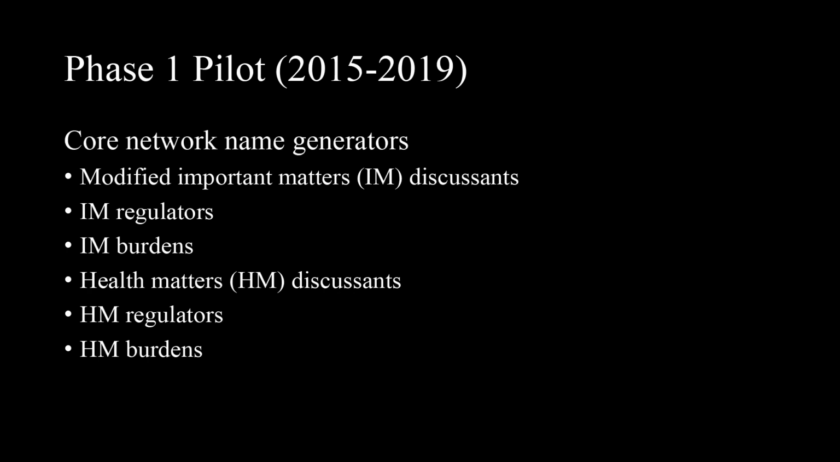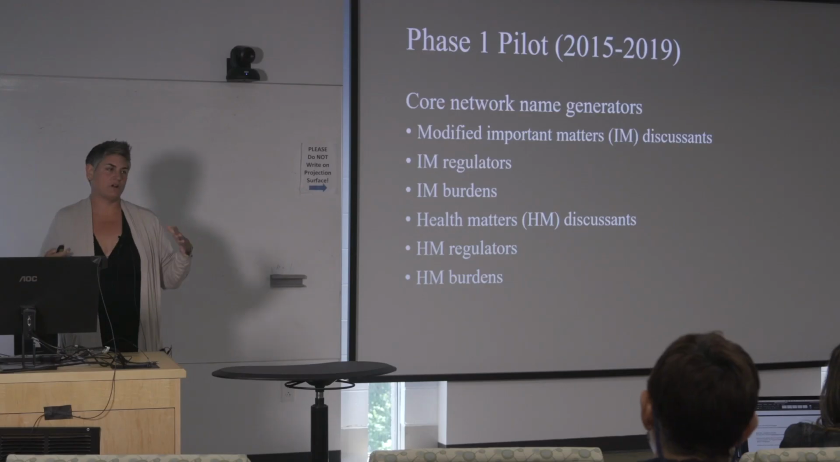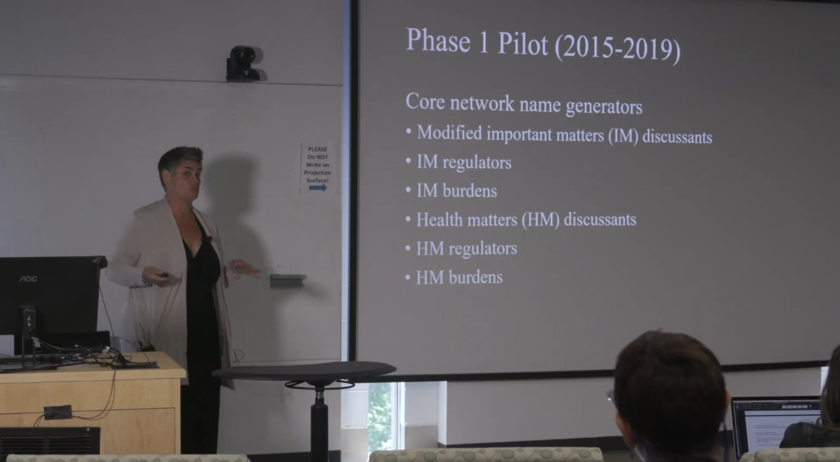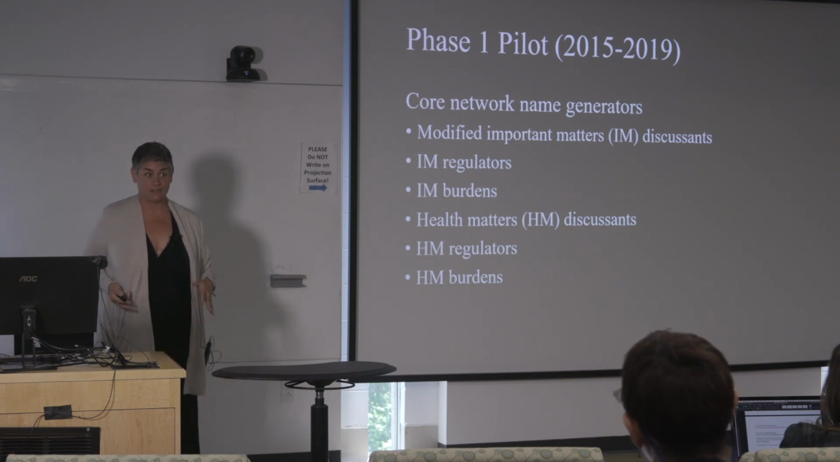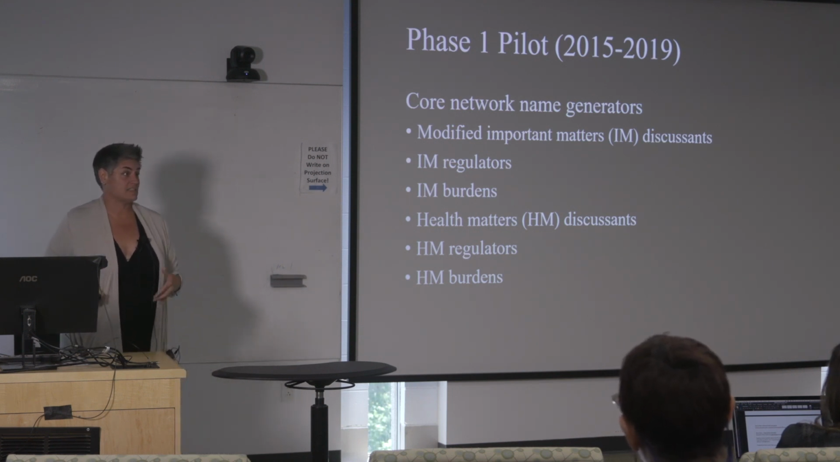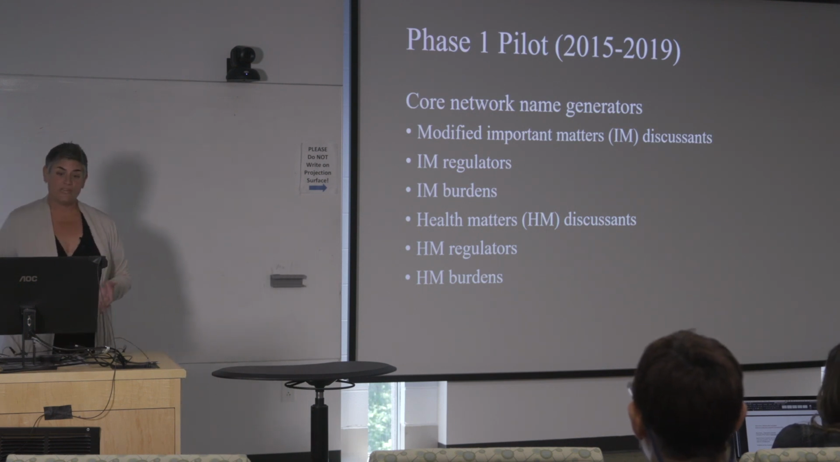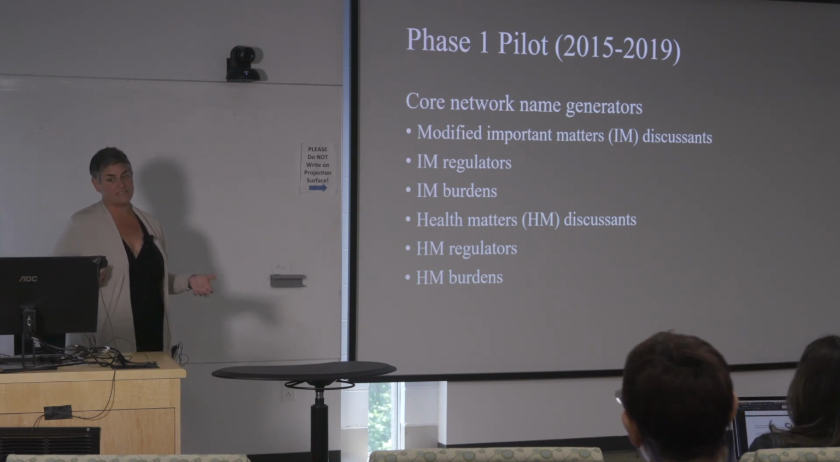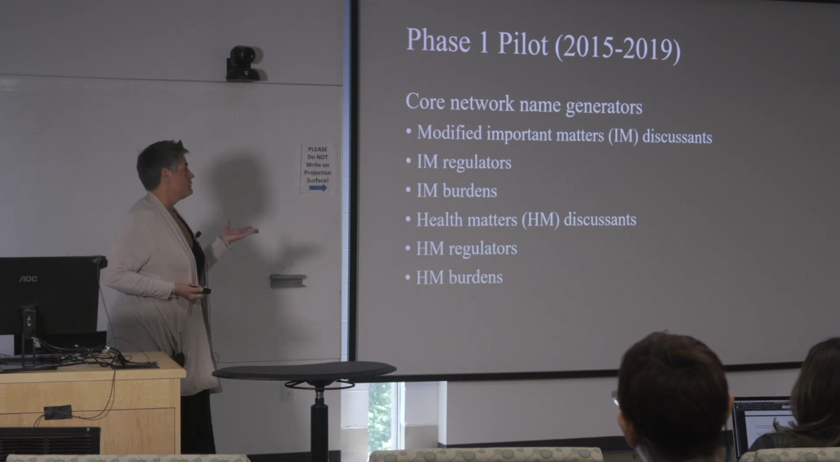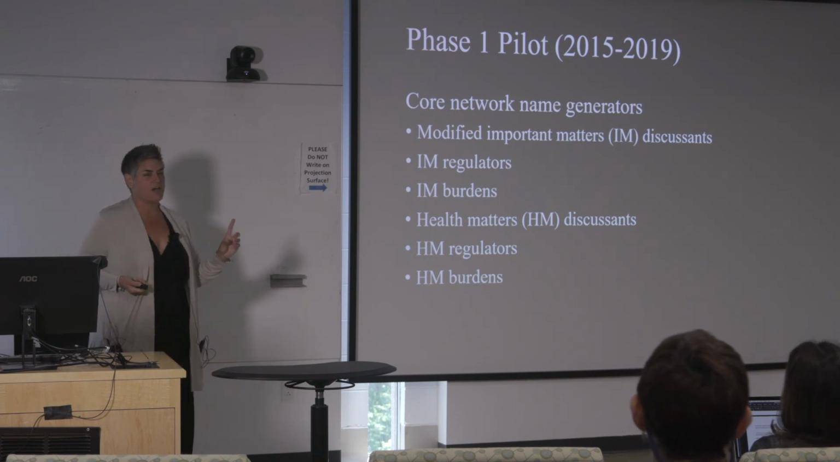So I mentioned that we had 2 phases to the study. Phase 1 was this pilot where we were going into the clinic, and they gave us like 20 minutes. So we're like, we have to collect network data, plus some other things that we want, in 20 minutes. This seems really hard. So we used the classic core network name generators. So we used important matters discussants. We modified it a little bit.